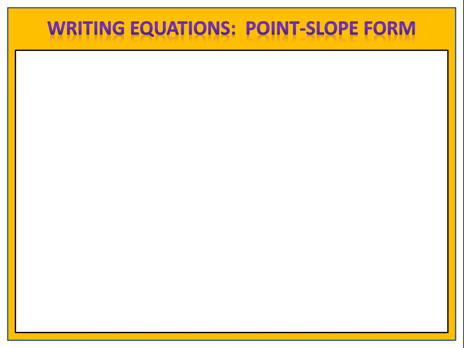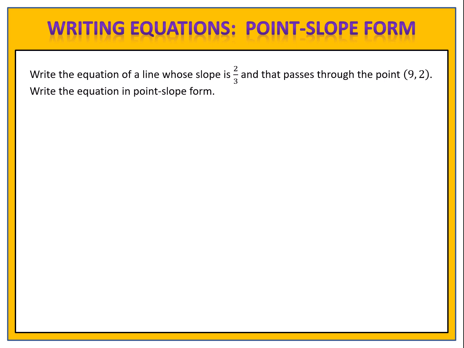In our first example, we want to write the equation of a line whose slope is 2/3 and that passes through the point 9, 2. Because we're writing our equation in point-slope form, we need to use the equation y minus y1 equals m times x minus x1. That means we need the slope and 1 point that's on the line. The slope is given to us in the problem, 2/3. A point is also given to us. That point is 9, 2.